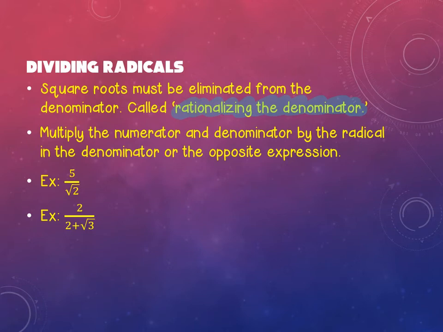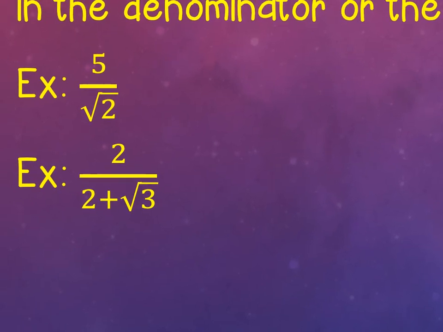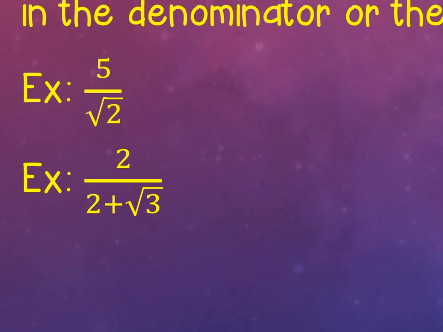If there's an expression in the bottom, if it's not just a single term, if it's something plus something or something minus a root, then we multiply by the opposite expression. So I'm going to work through each of these. 5 over root 2 has root 2 in the bottom and it can't stay there. So I multiply both the top and the bottom by root 2. This is called rationalizing the expression.